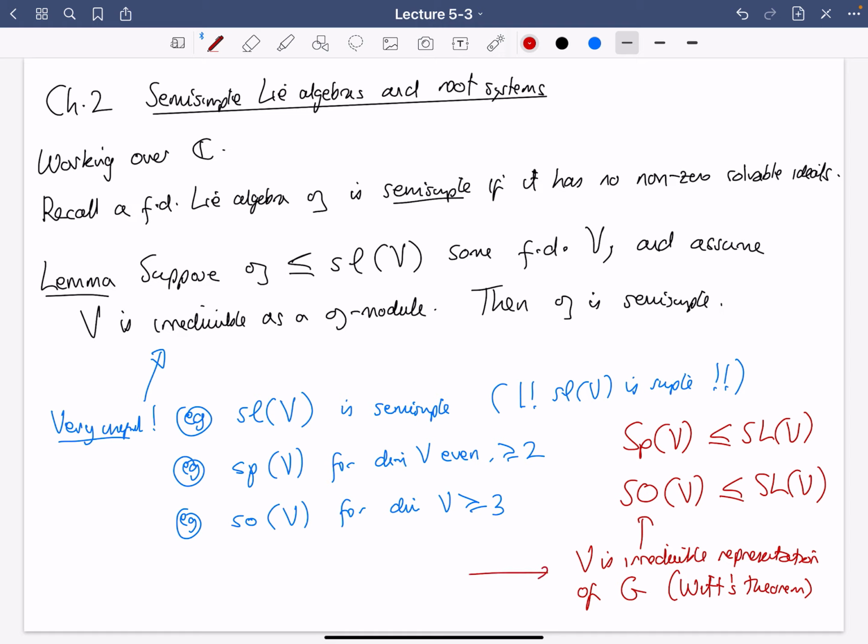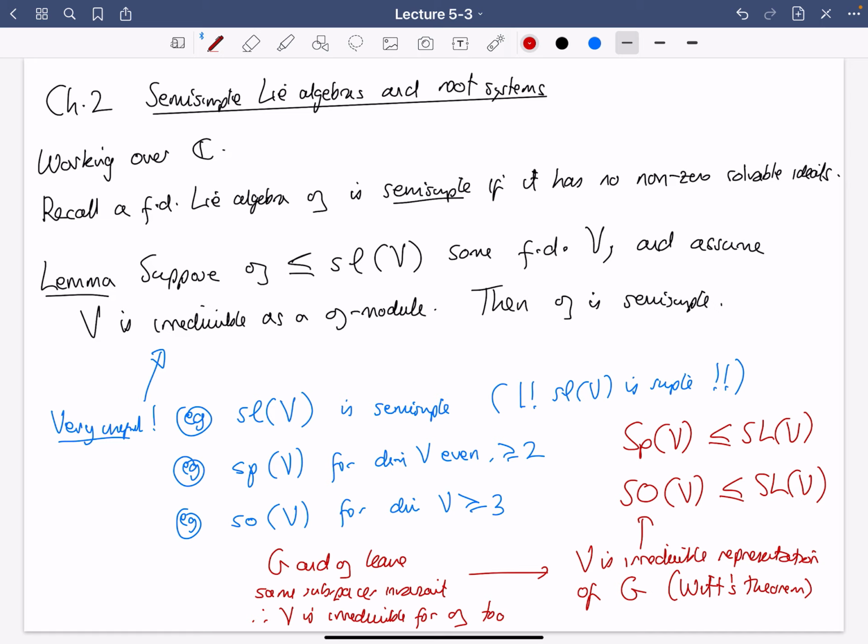And that's good enough because G and its Lie algebra leave the same subspaces invariant. That was something we noted in chapter 0. Therefore, V is irreducible for the Lie algebra as a consequence. Okay, so this is a useful lemma.